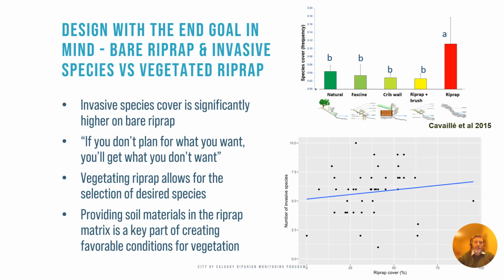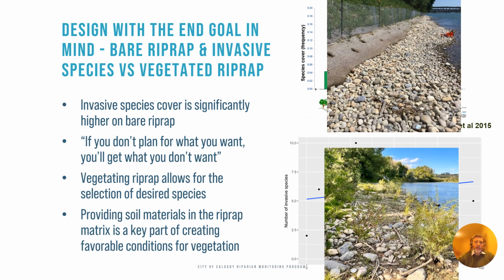When designing a bioengineering project, it's crucial to design with the end goal in mind, which is 100% canopy cover for optimal erosion control and habitat. While natural colonization of bare riprap might seem like a good idea or a solution, it often leads to invasive weeds, as shown in the results from Cavalier et al. on the top right and the RMP in the bottom right. To achieve the desired outcome, plan for vegetating riprap with desired native species and include soil material to support healthy vegetation growth, rather than leaving it bare and allowing invasive species to take over.